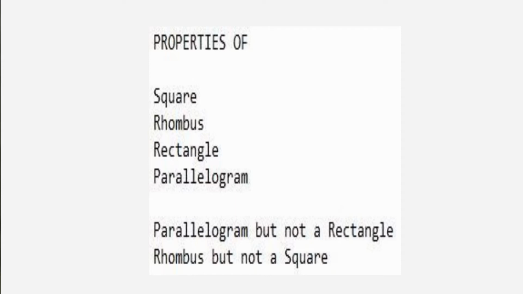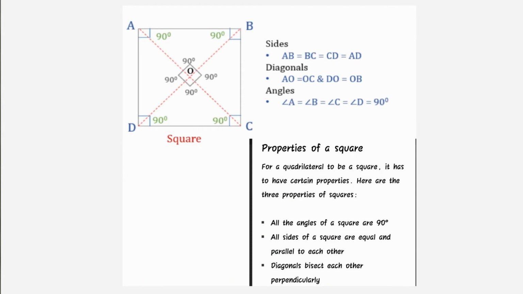Let us look at this chart. Now here we will revise the properties of square, rhombus, rectangle, parallelogram, but not a rectangle, rhombus but not a square. So if we recollect, the properties of squares are all four sides are equal, both diagonals are equal.